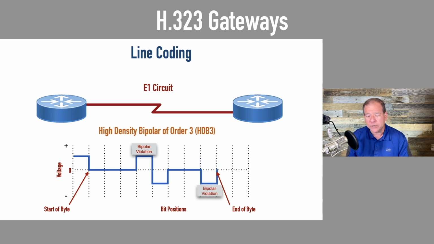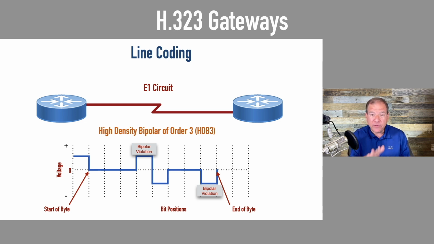On an E1 circuit, similar theory. It works a little bit differently. The polarity is a little bit different, and the bit positions are different. But we also have a couple of bipolar violations with HDB3, which is high density bipolar of order 3. And I'll just leave that on screen there for a moment for your reference. But that's how we can send a byte containing all zeros.